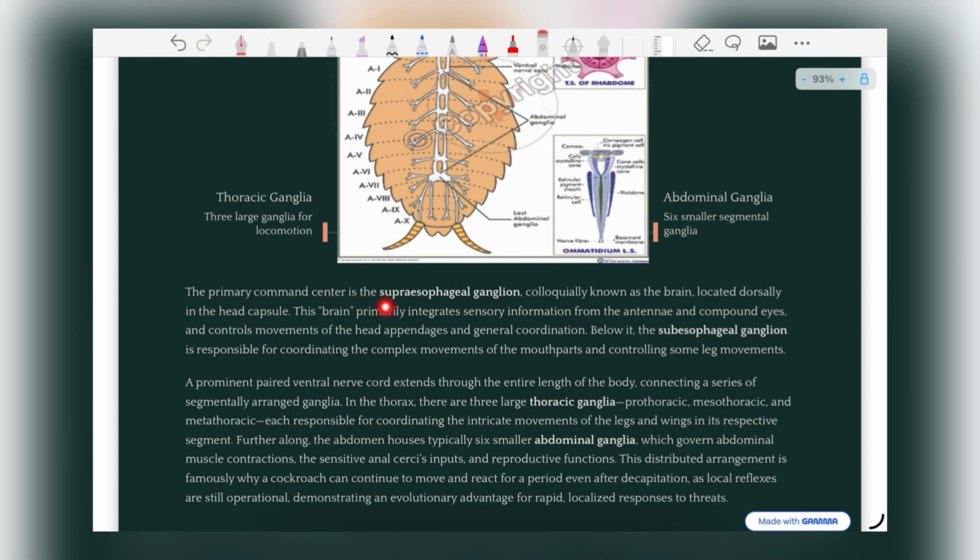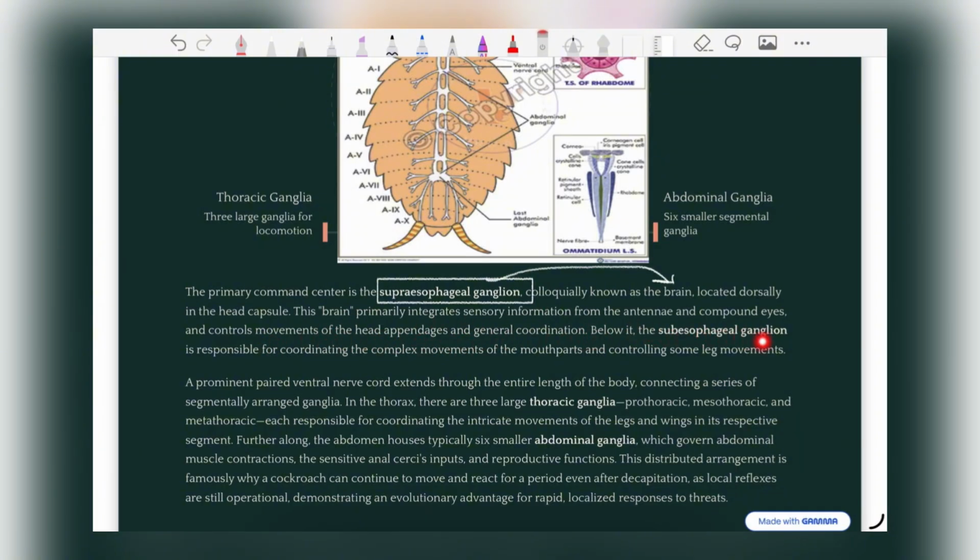The primary command center is the supraesophageal ganglia, colloquially known as the brain. Located dorsally in the head capsule, the brain primarily integrates sensory information from the antennae and compound eyes and controls movements of the head appendages and general coordination.